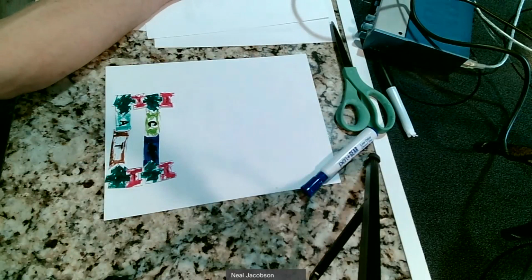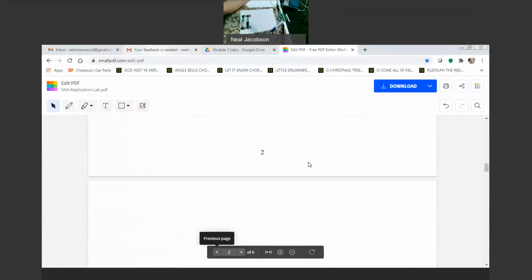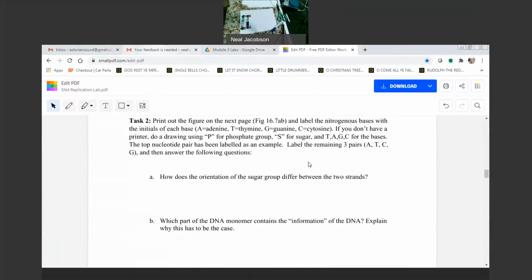Okay, let's go back to our Google Chrome. So we did that, and we took a photo of the four nucleotides we constructed. All right, and now it says print out the figure on the next page. So I'm going to get rid of this. That's this guy. And label the nitrogenous bases with the initials of each base. If you don't have a printer, you can just write phosphate sugar, like PS, PS, PS, and have the lines coming out to the bases. Okay. It helps to have a printer though, especially for online stuff.